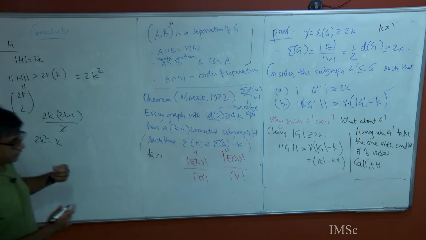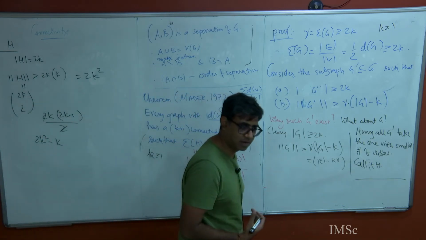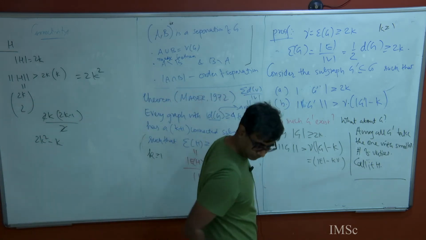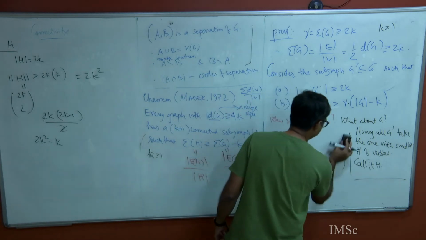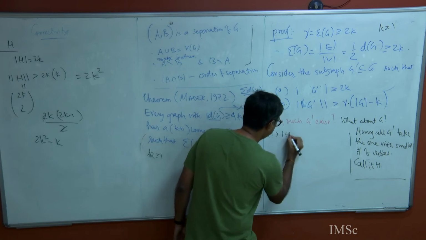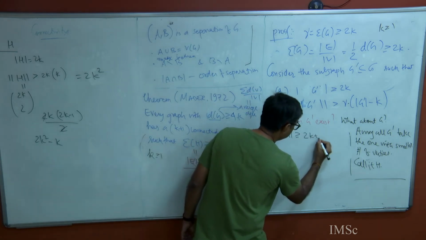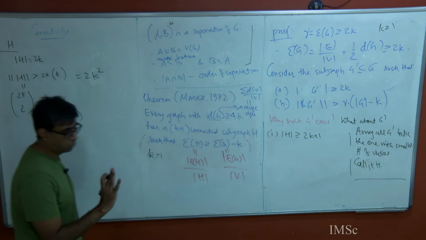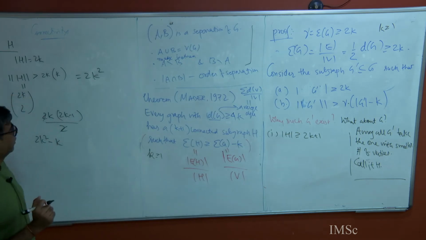Okay, so let's write down what can be proved about H. Call it H first. The number of vertices in H is greater than or equal to 2k plus 1. It is not equal to 2k. That's the first thing.